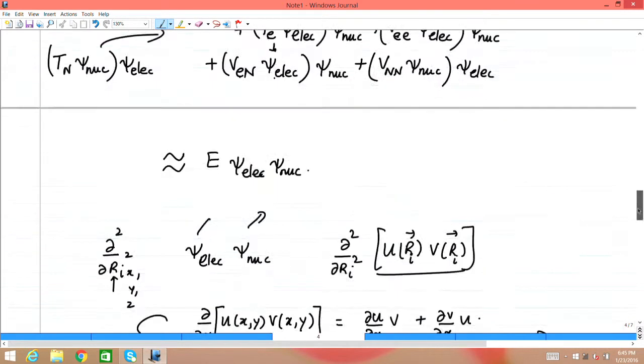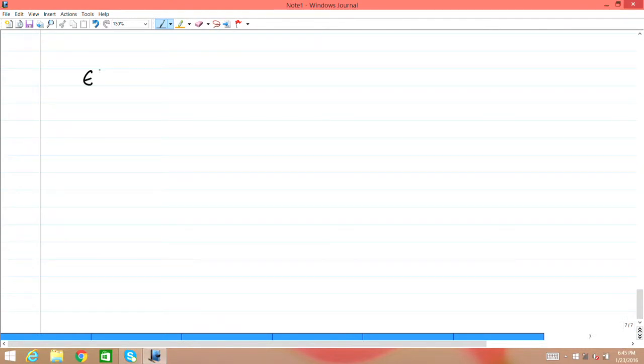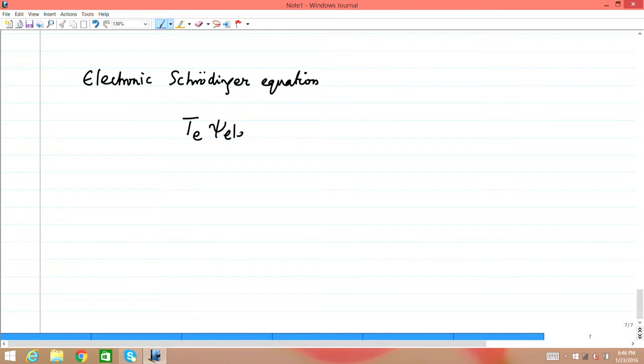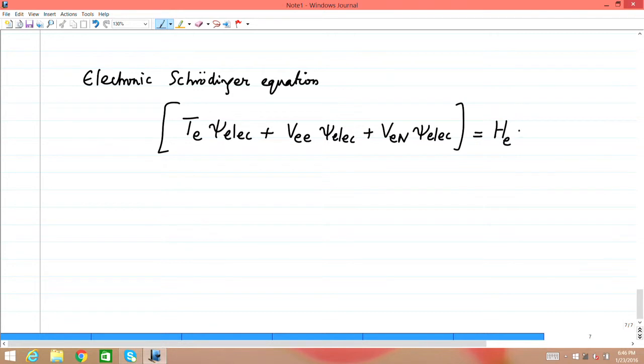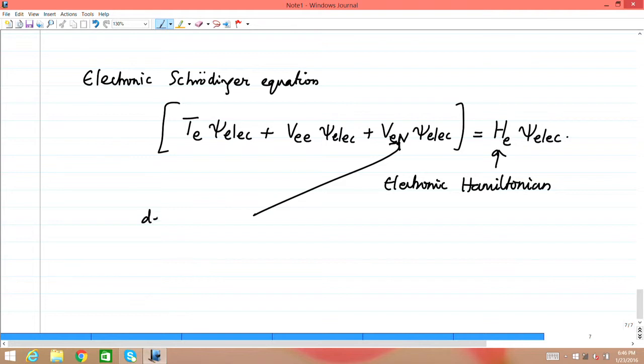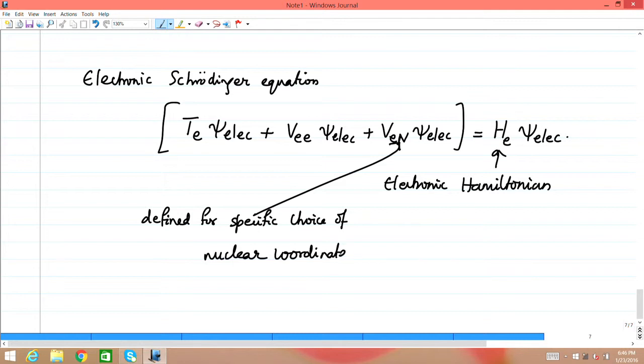This is solved as the electronic Schrodinger equation. Te psi electronic plus VEE psi electronic plus VEN psi electronic. Let us call this the Hamiltonian for the electronic motion acting on psi electronic. This is called the electronic Hamiltonian. Defined for very specific positions of the nuclear coordinates. Defined for a specific choice of nuclear coordinates. Okay. Keep this in mind.